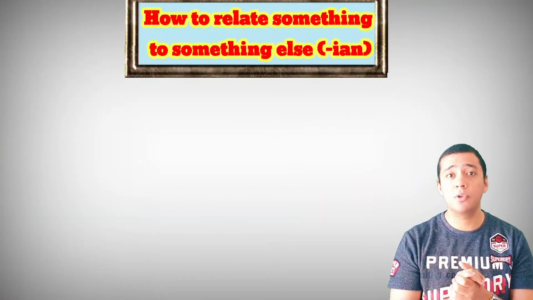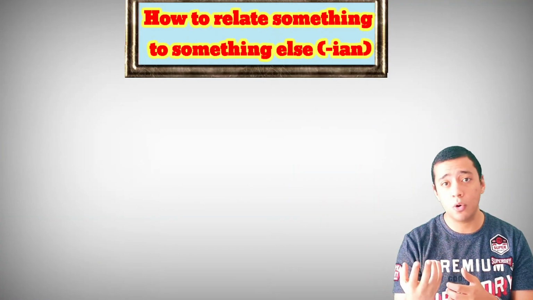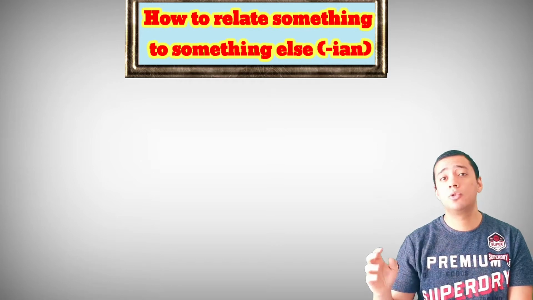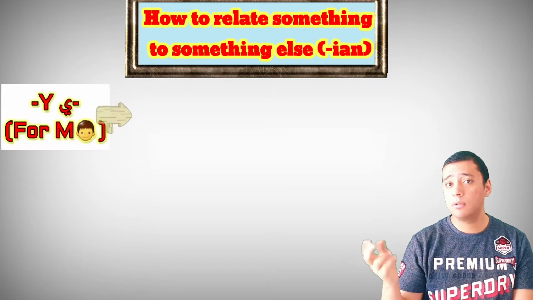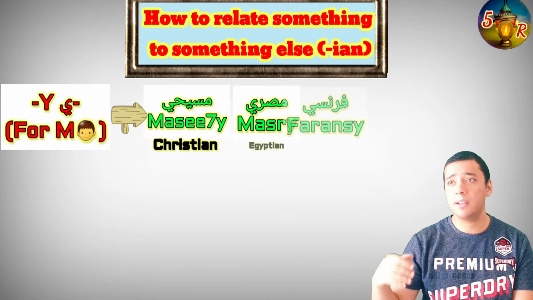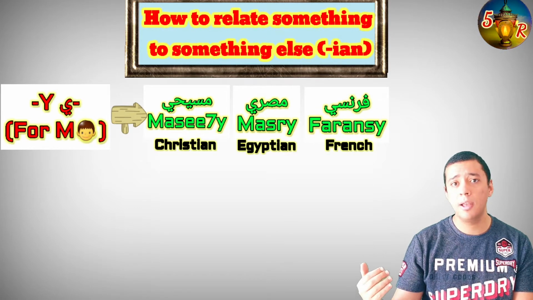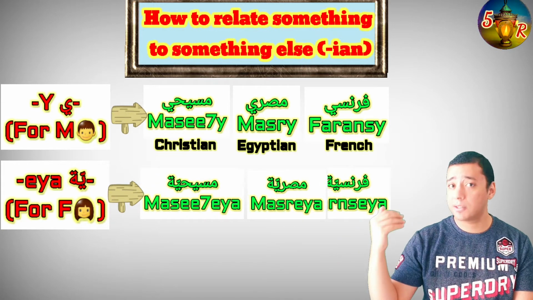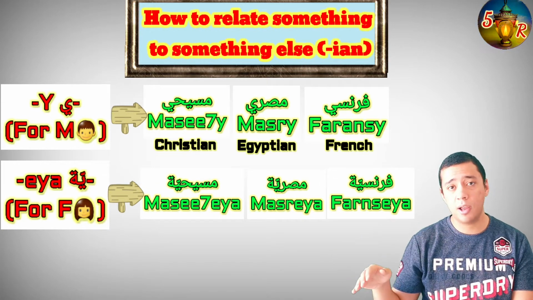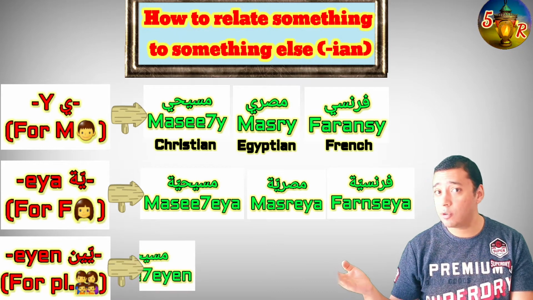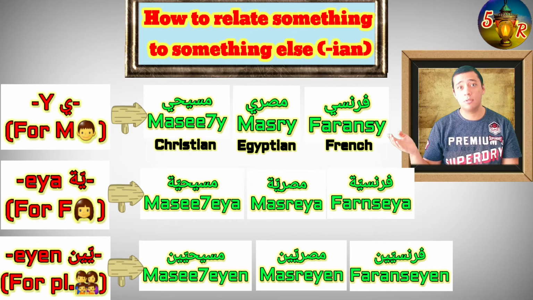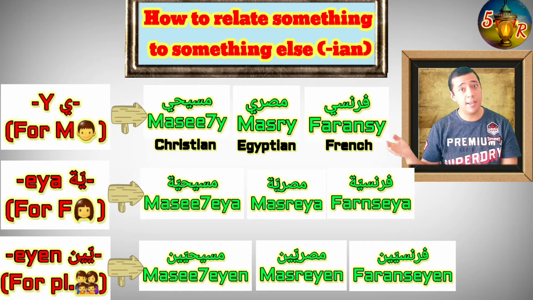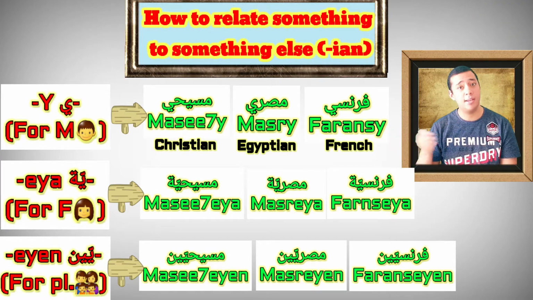And very important note, this is how we make the relation always in Arabic in general. So we add ya at the end for the male word. So Masihi, Masr, Masri, Faransa, Faransi, and so on. And ya ta marbuta for a female. So Masihiyya, Masriya, Faransiya, etc. And we add in at the end to make it plural. So ya nun. So Masihiyin, Masriyin, Fransiyin, Amerikiyin, etc.